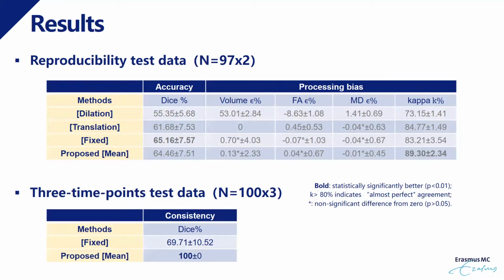Lastly, we compare the segmentation consistency across 3 time points as quantified by the overlap Dice coefficient in the mean space determined by the proposed group-wise method. Compared to the perfectly consistent segmentation achieved by the proposed method, the consistency of the fixed method, which was optimized using a loss term, was suboptimal.